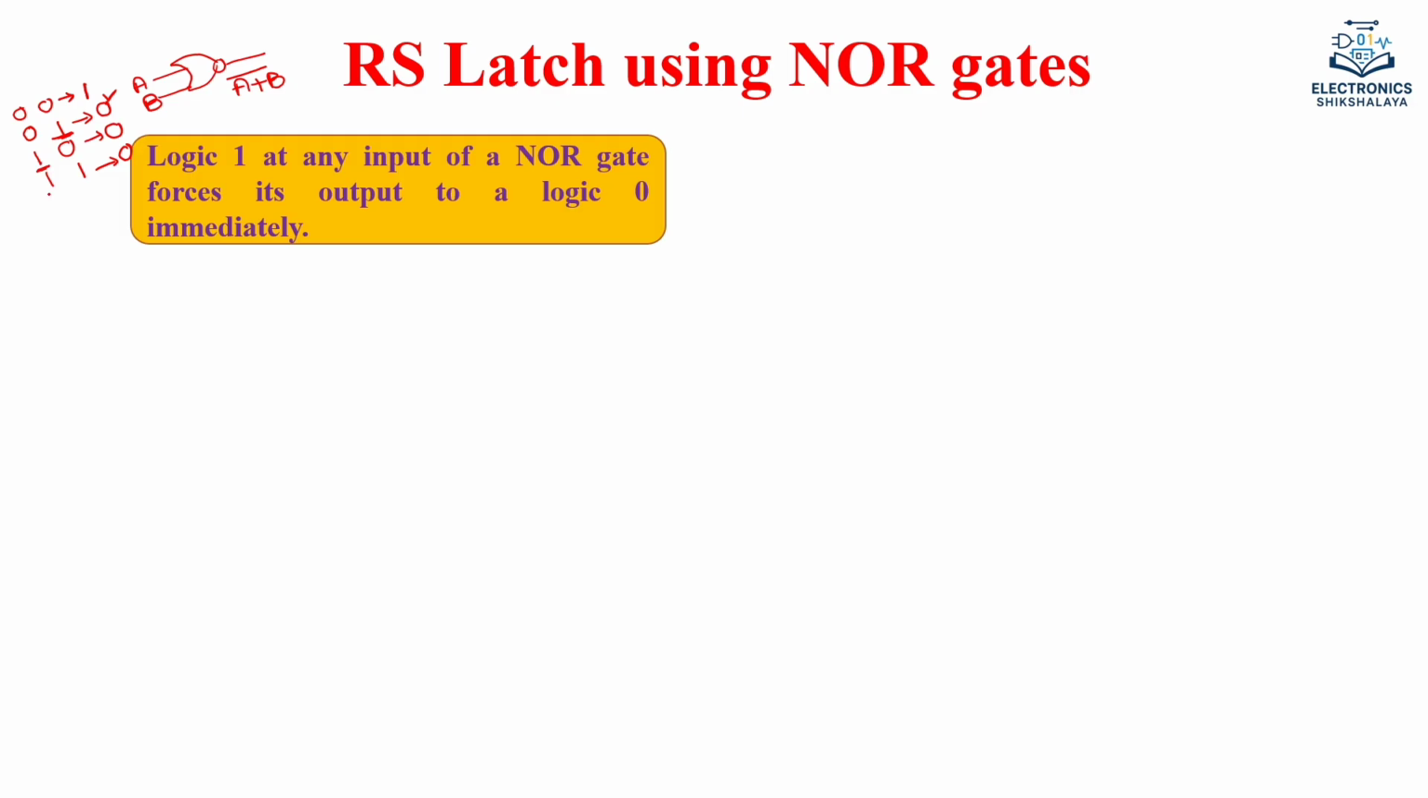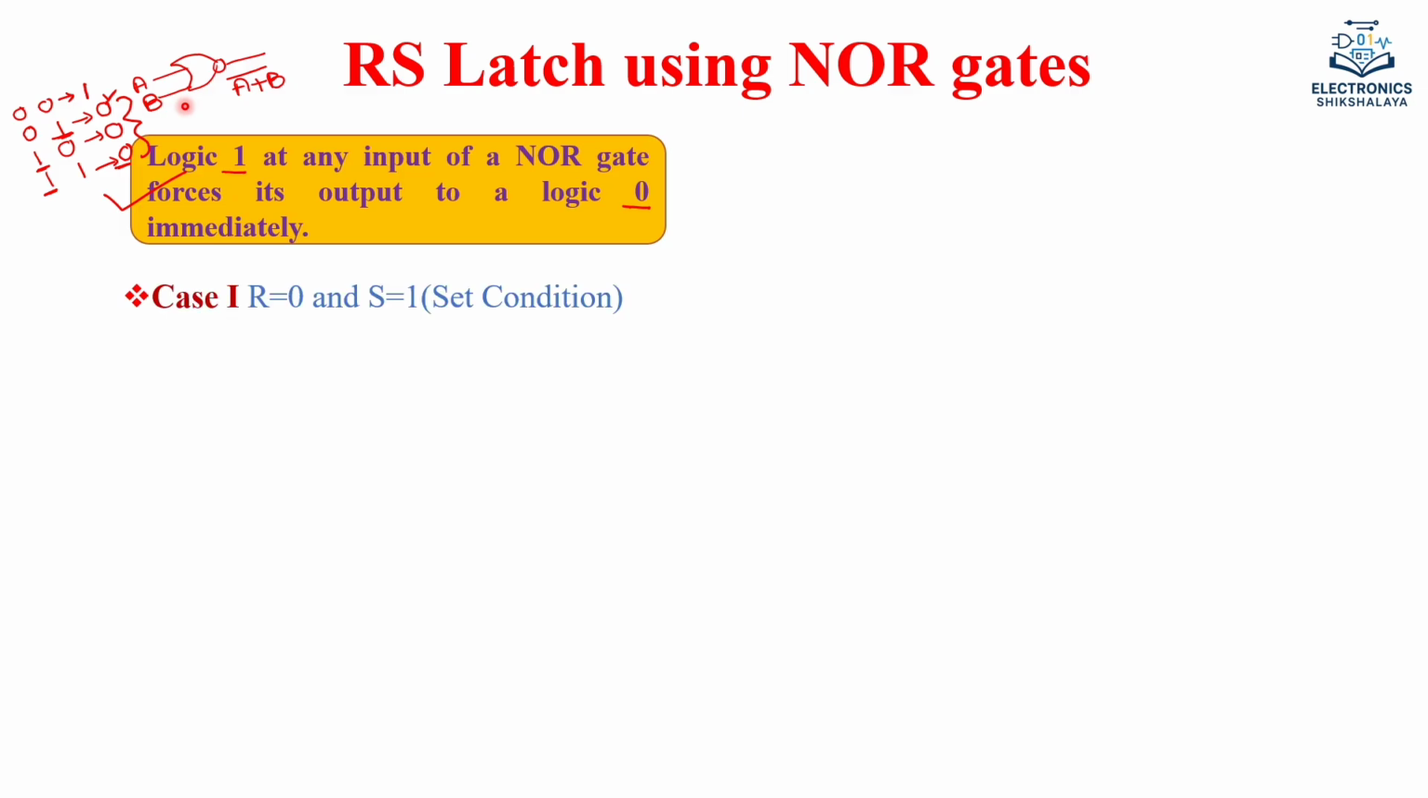At least one input is 1, so it forces the output to be 0. This is true for any number of inputs, meaning 2 input, 3 input, or n number of inputs of a NOR gate. So if any input of a NOR gate is 1, the output will be 0. This property will apply to this operation of the NOR gate.